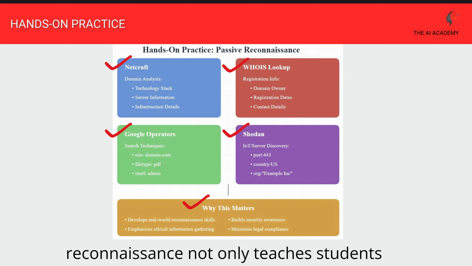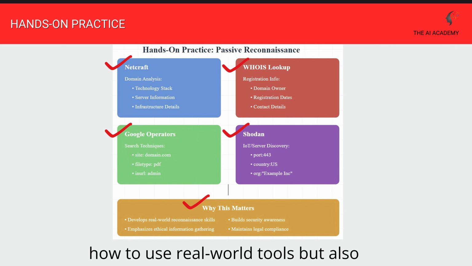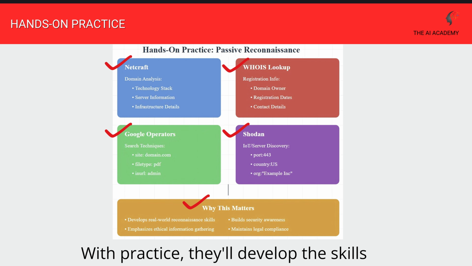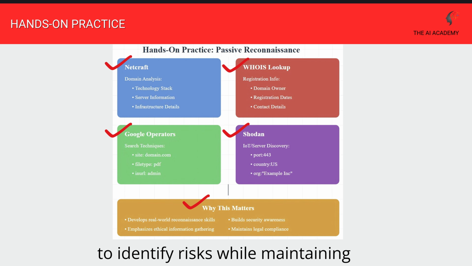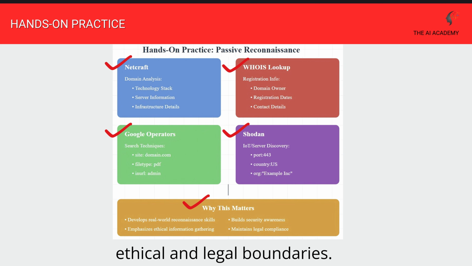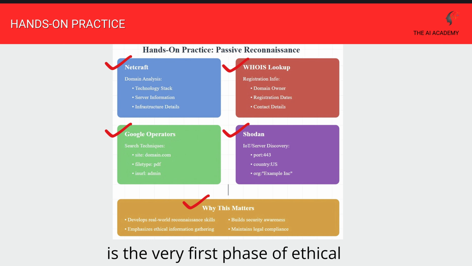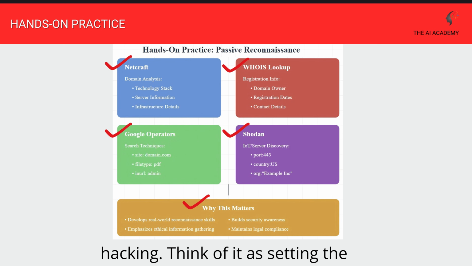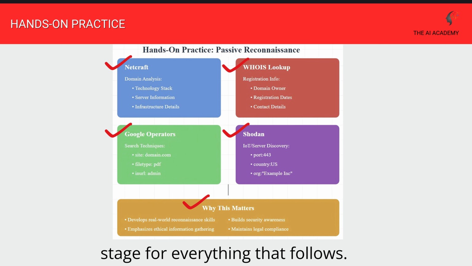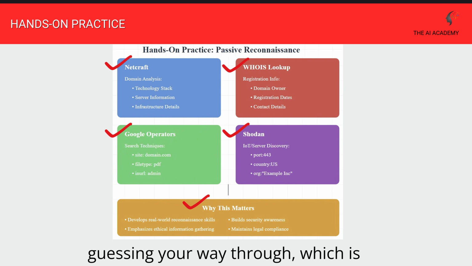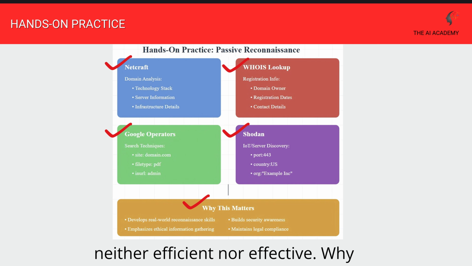Passive reconnaissance not only teaches students how to use real-world tools but also emphasizes the value of publicly available information in cybersecurity. With practice, they'll develop the skills to identify risks while maintaining ethical and legal boundaries. Information gathering, or reconnaissance, is the very first phase of ethical hacking. Think of it as setting the stage for everything that follows. Without proper preparation, you're just guessing your way through, which is neither efficient nor effective.